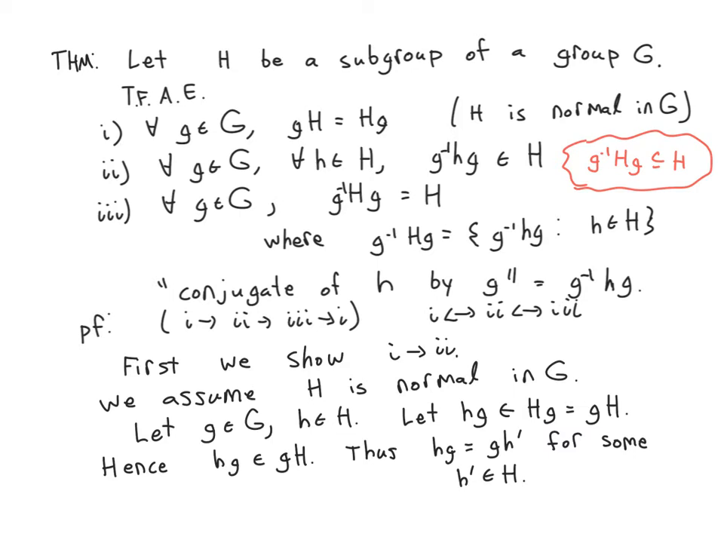The third condition is set inclusion replaced with equality. For all g in the group, this set g inverse H g is equal to H, where this is the conjugate of capital H by little g. So it's the set of conjugates.